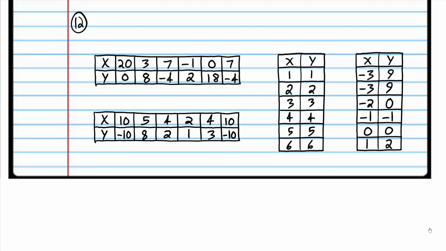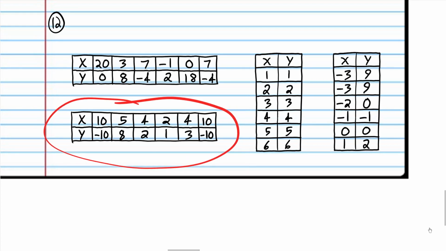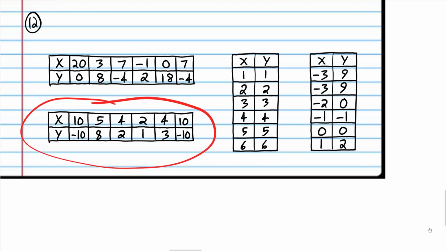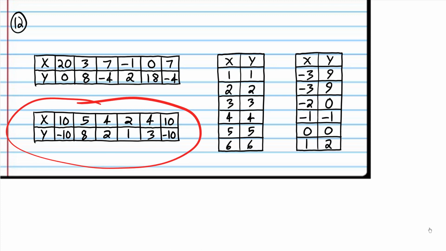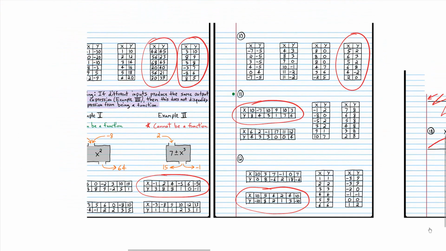But 4 produces 2 different outputs. So that actually does disqualify the table as representing a function. We don't have any repeated numbers here, so we don't have to worry about that. We do have repeated numbers here, but they both produce 9, so that does not disqualify the table as representing a function. So if you got that one right, excellent.